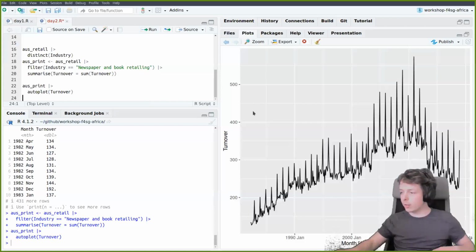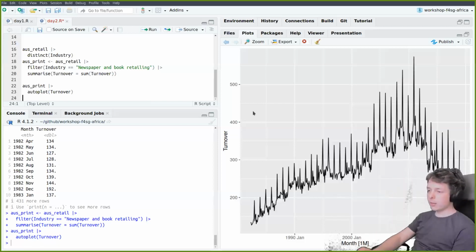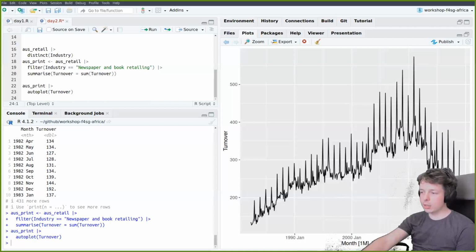Oh, the x-axis is blocked. There's not too much to see here. It's just 1990, January, 2000, January, but I suppose it will help to tell you this story. This is 2010.